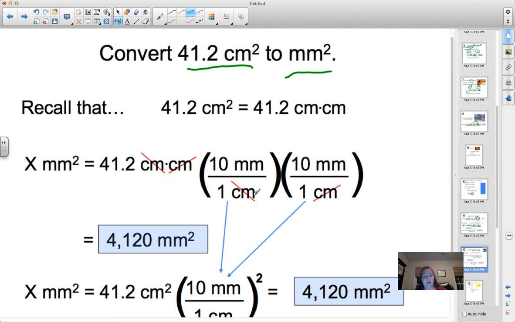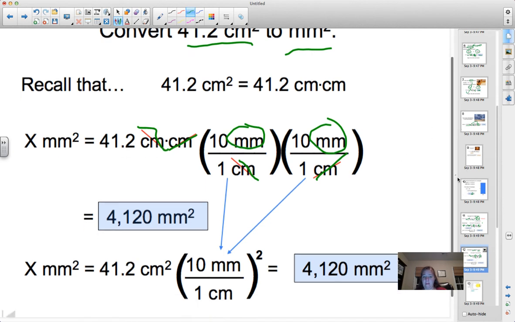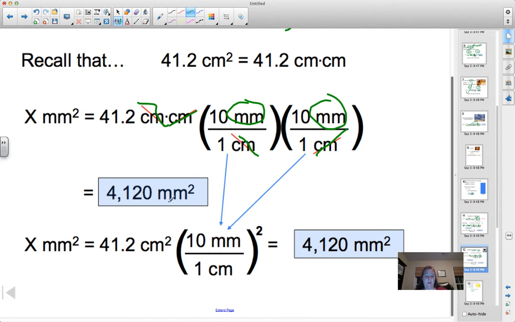So we take 10 millimeters over 1 centimeter. That gets rid of one of those. That clues us in that we got to do it again. So now we do it one more time. 10 millimeters over 1 centimeter. It's going to cancel out that second one. And you're going to be multiplying these two together at the end. And you're going to multiply the 10 times 10. So you end up getting 100 of the millimeters squared. And then you're going to multiply that by the 41.2. Okay? And so you're going to come up with an answer of 4,120 millimeters squared.